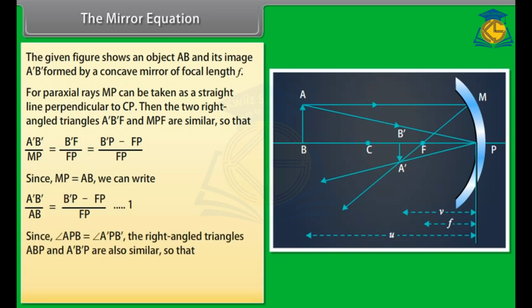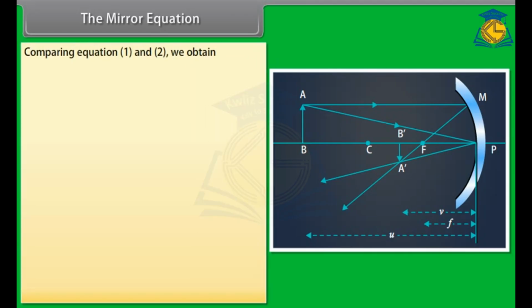Since angle APB is equal to angle A'PB', the right-angle triangles ABP and A'B'P are also similar, so that A'B' by AB is equal to B'P by BP. Name it as 2. Comparing equations 1 and 2, we obtain (B'P minus FP) by FP is equal to B'P by BP. Name it as 3.